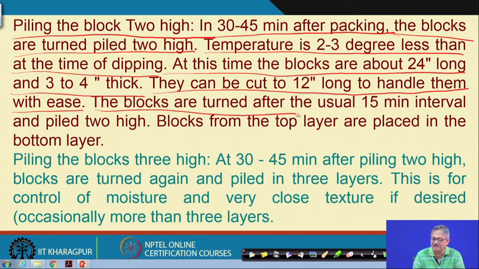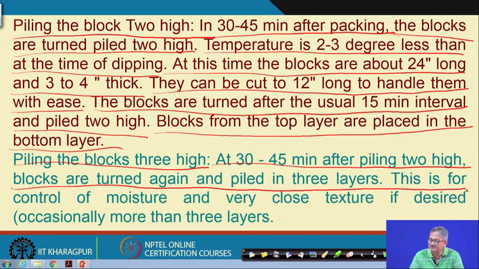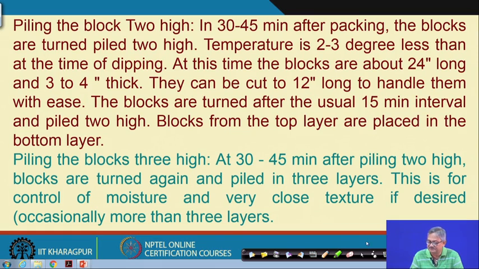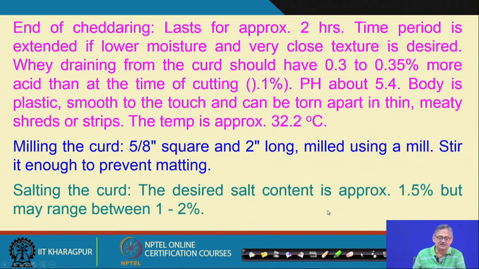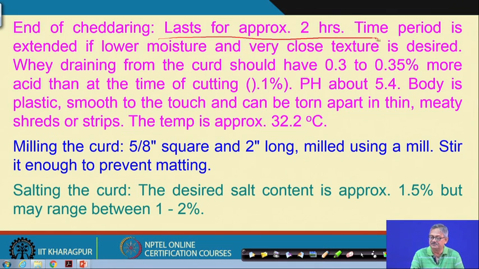The blocks are turned after the usual 15-minute interval and piled two high. Blocks from the top layer are placed in the bottom layer. Piling the blocks 3 high, 30 to 45 minutes after piling two high, blocks are turned again and piled in 3 layers. This is for control of moisture and very close texture if desired. Occasionally, more than 3 layers are also made, right. Then the end of the cheddering, how you will come to know: it lasts for approximately 2 hours.